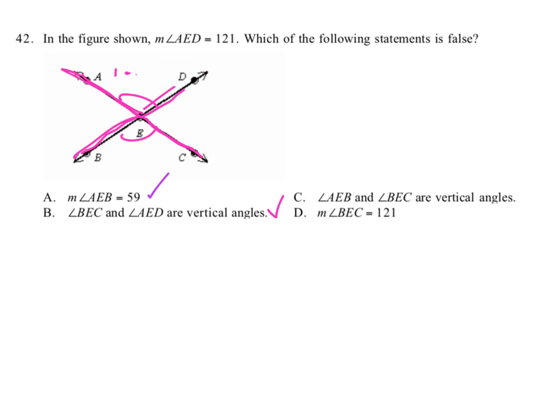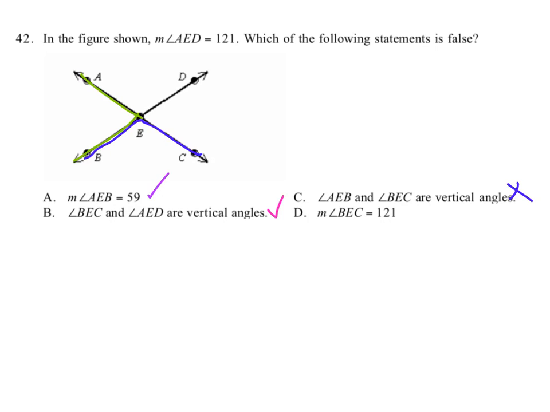Let me erase the marks again. Angle AEB, right here, and angle BEC, right here, are vertical angles. No, that's not vertical angles. Those are a linear pair. We call it a linear pair because they form 180 degrees between them. They're not vertical though, so that's no good.